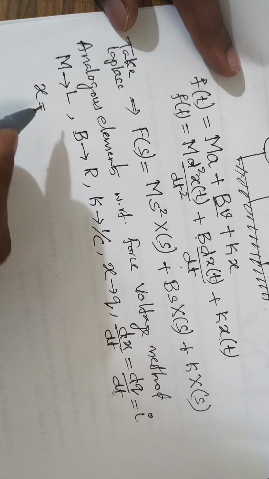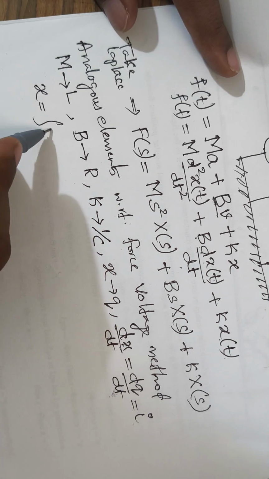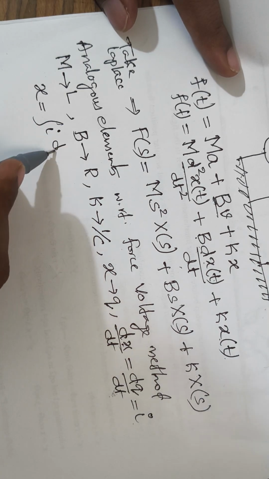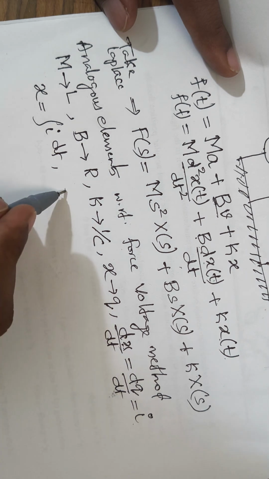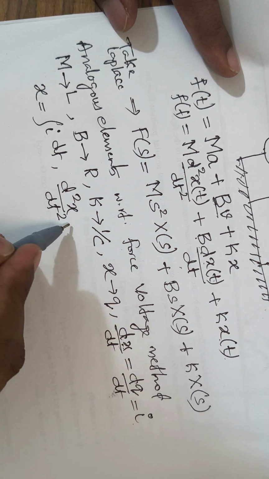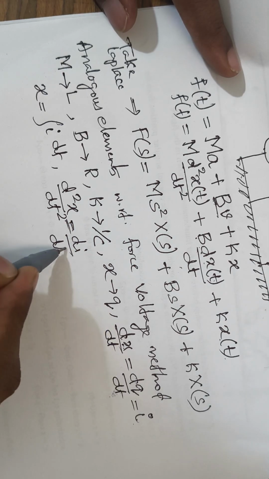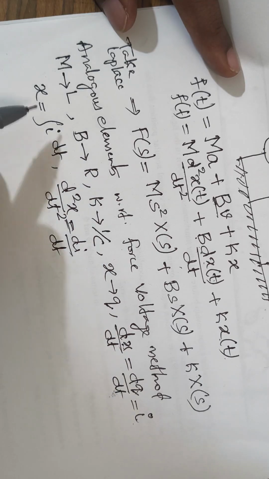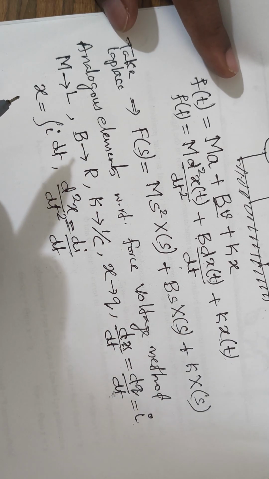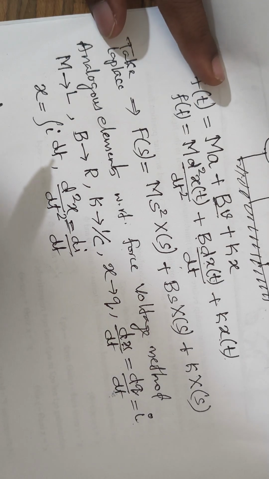And one more is the displacement x. It can be written as the integration of the current, that is integration of I dt. Then you double differentiate this, d square x by dt square, which you can write as di by dt. So you must remember these, then only you can write the equation in the form of the force voltage method.